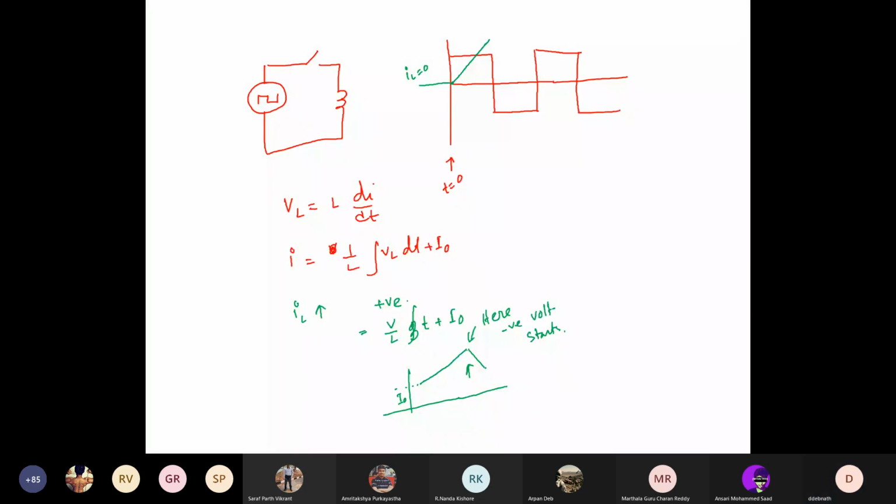Who decides this slope? It is basically the V by L ratio. That is deciding the slope. How long it will go negative? Who decides that? If I apply positive voltage, current will build up. If I apply negative voltage, current will keep on decreasing. If I apply 0 voltage, current will remain at its previous value. This you have to understand from your heart, okay? Without any doubt, these three things.